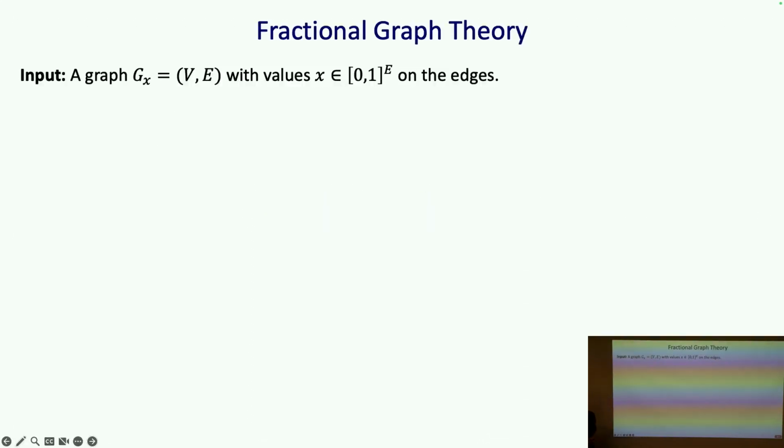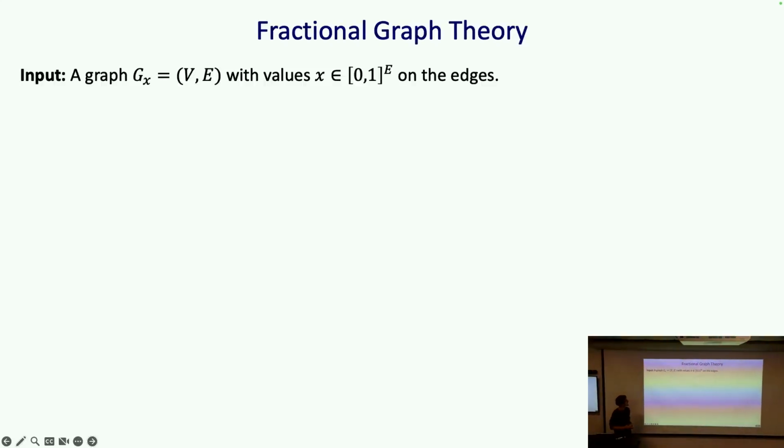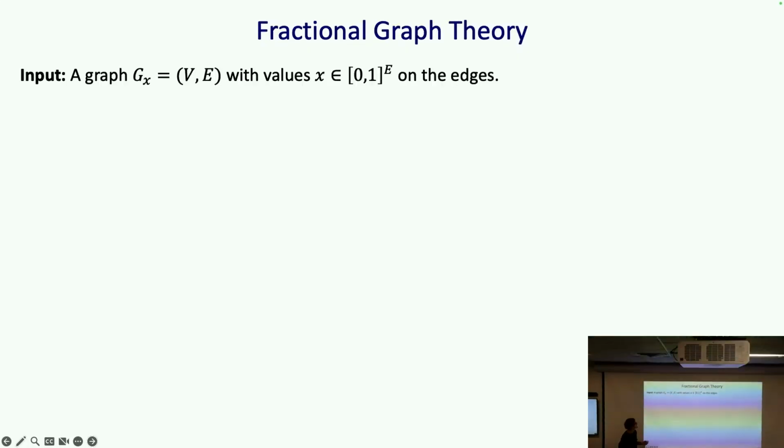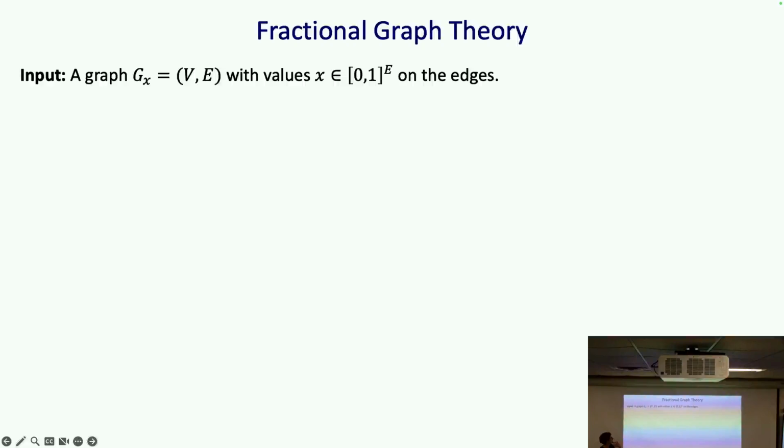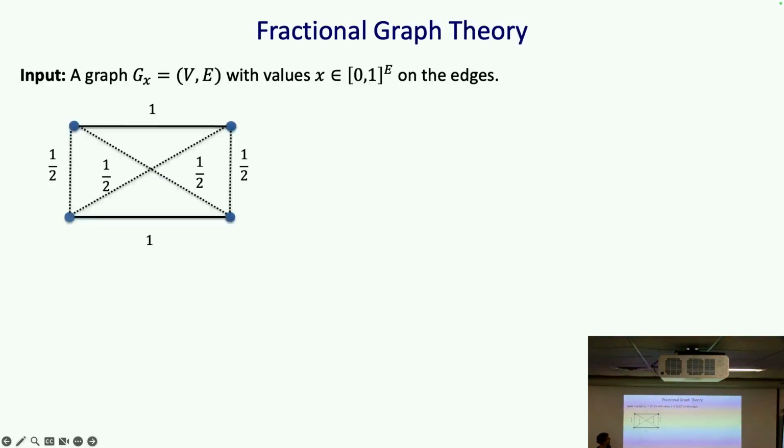So there's a field actually called fractional graph theory, and in this field you work with graphs that, instead of each edge either existing or not existing in the graph, have some fractional value between 0 and 1. So this is clearly different from a normal graph because you can have fractional values. Here's an example fractional graph. Some edges can have value 1, but also some edges can have value, say, 1/2.